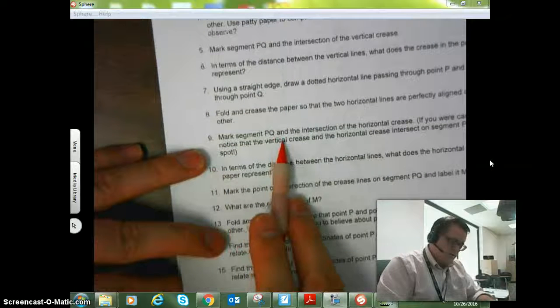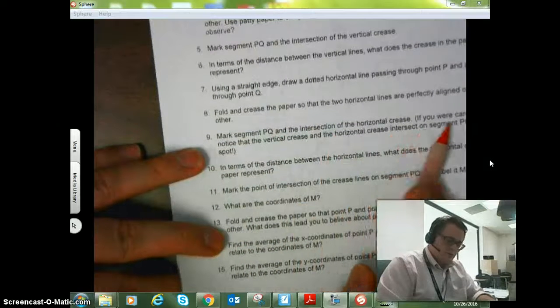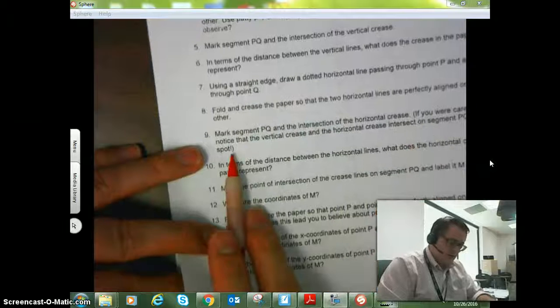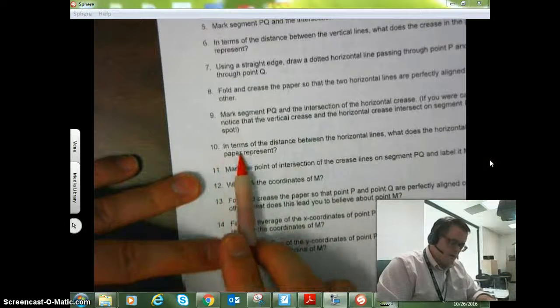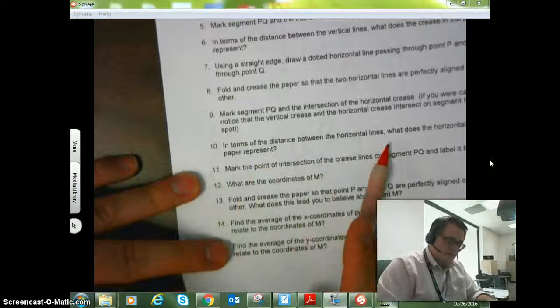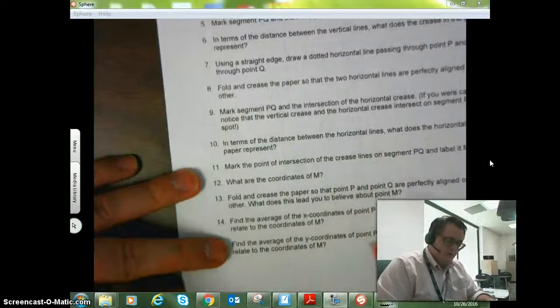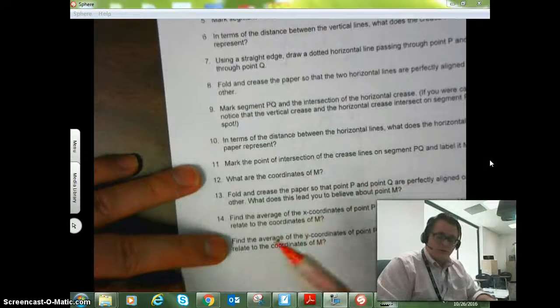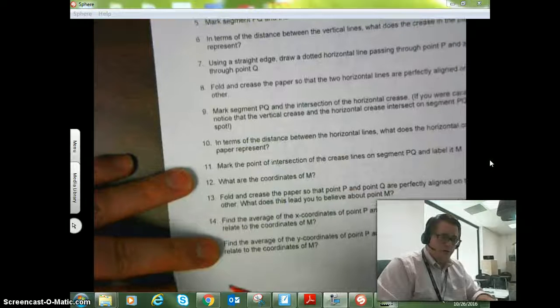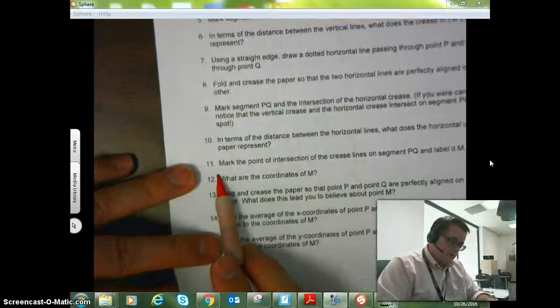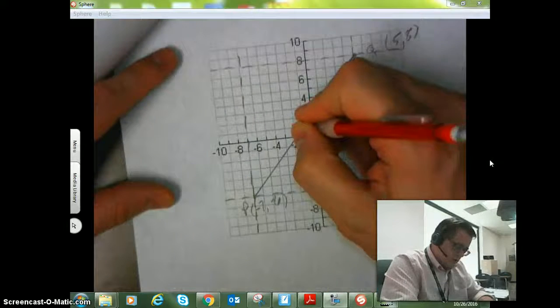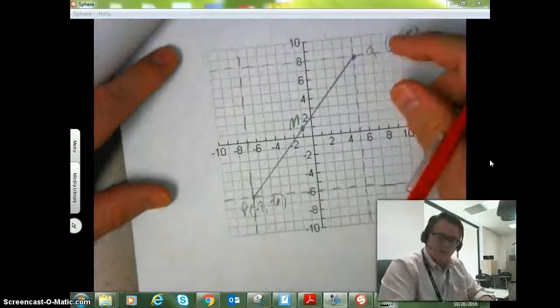So mark the segment PQ at the intersection of those horizontal creases. And here in parentheses it says if you're careful, you notice they're in the same spot. So in terms of the distance between the horizontal lines, what does the horizontal crease in the paper represent? Well, it represents the midpoint of the vertical distance between point P and point Q. So mark that spot and label it point M. So we're going to call that M, obviously for midpoint.